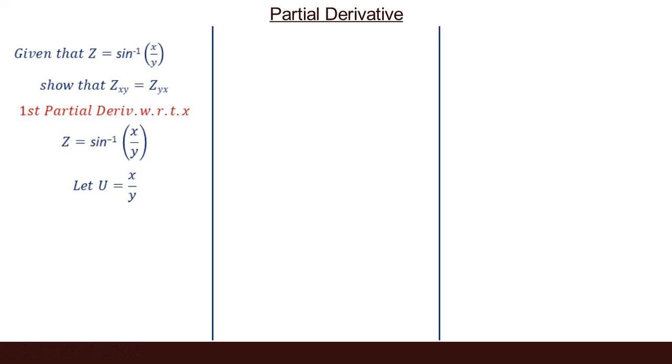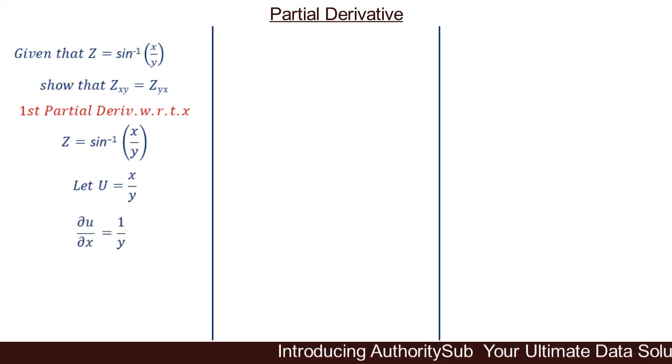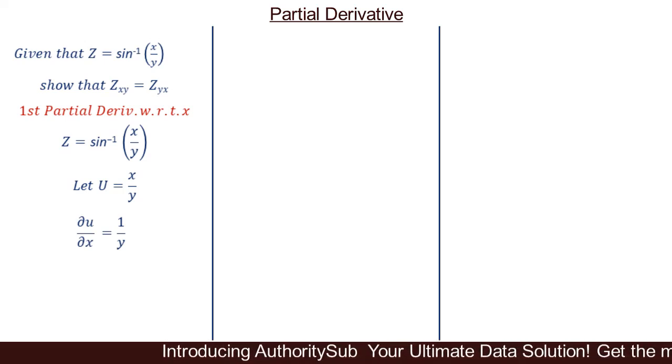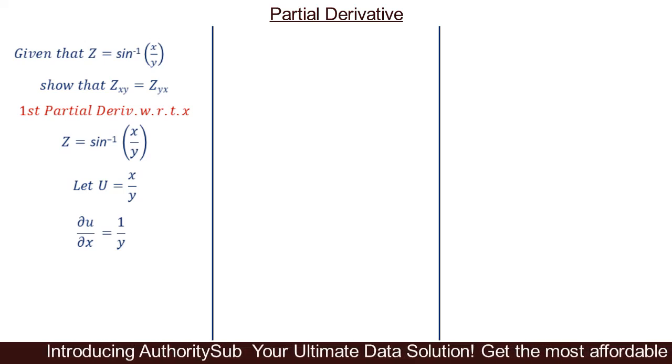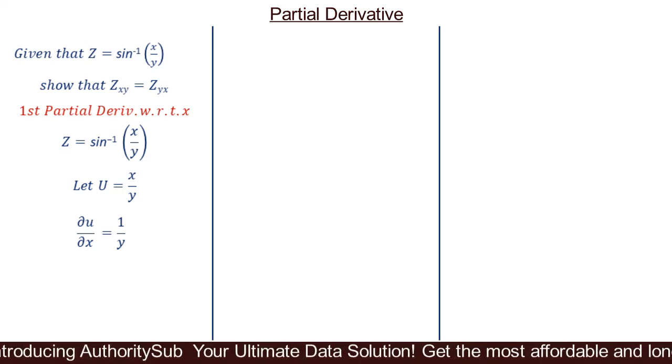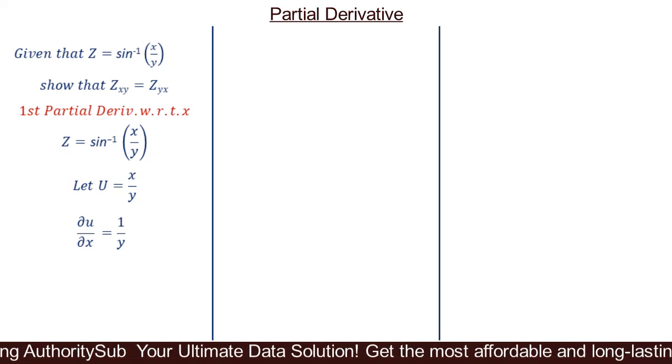But before then, since we said let u equal x all over y, let's differentiate this u partially with respect to x. Differentiating partially with respect to x, we have partial u partial x is equal to 1 all over y. Partial u partial x is equal to 1 all over y. Is it correct? Yes. Now let's go.